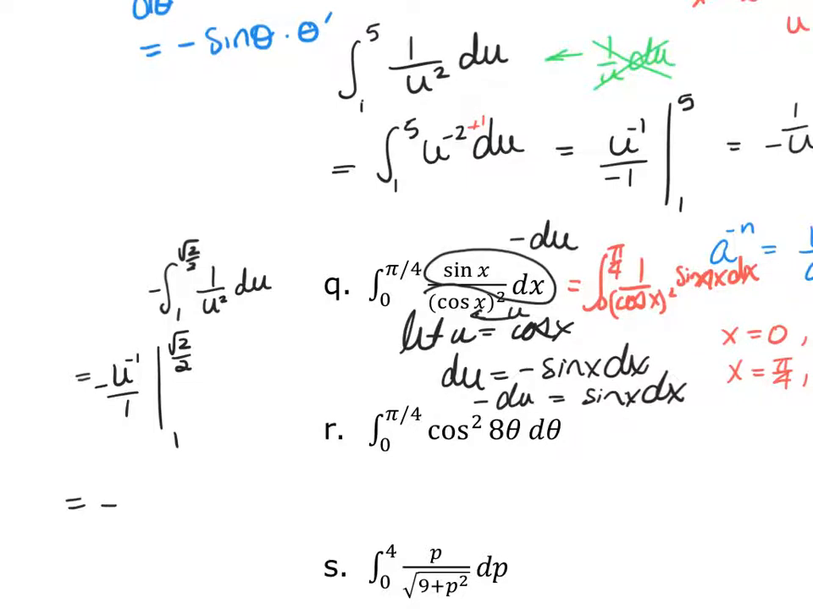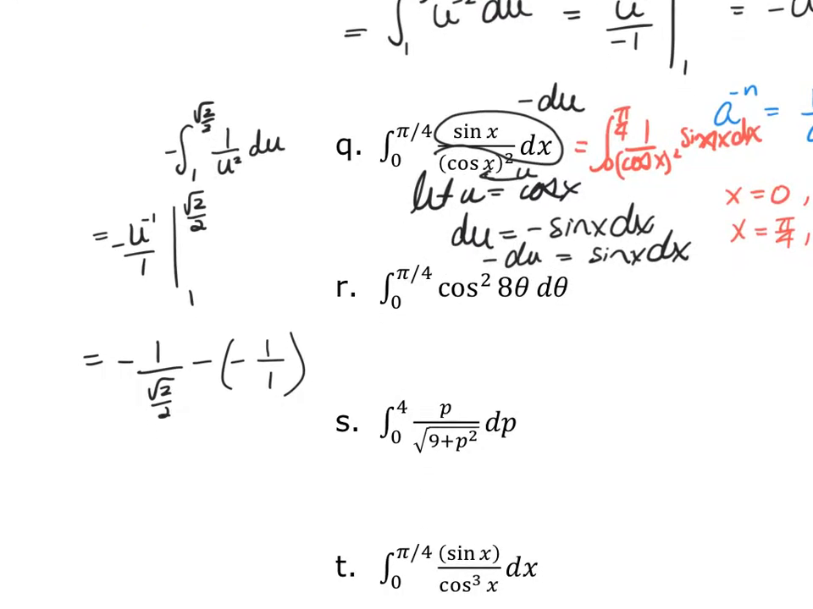So I know it's going to be negative, and then I'm going to write 1 over u, because that's the same thing as u raised to the negative 1. What's my first value I need to put in? Square root 2 over 2. And then minus a negative, and then what's the second value I need to put in? 1. Okay. So I'm going to use this rule that if I have 1 over a over b, this is the same thing as b over a.